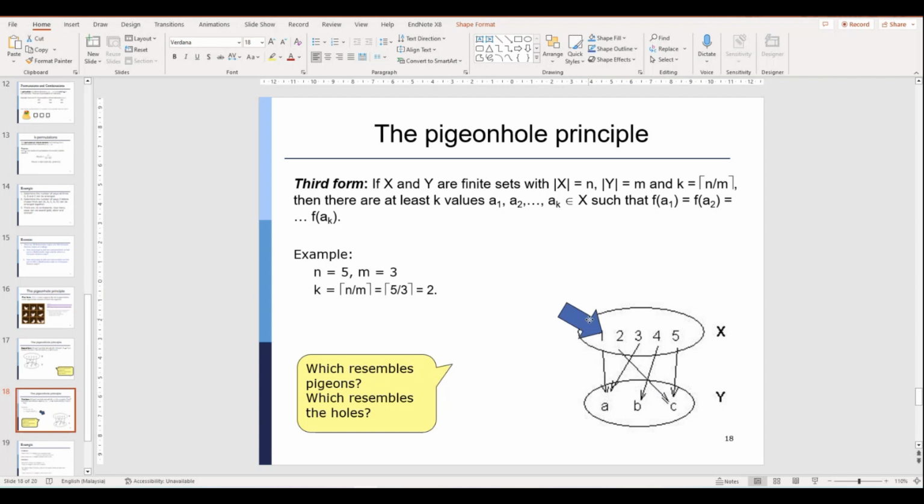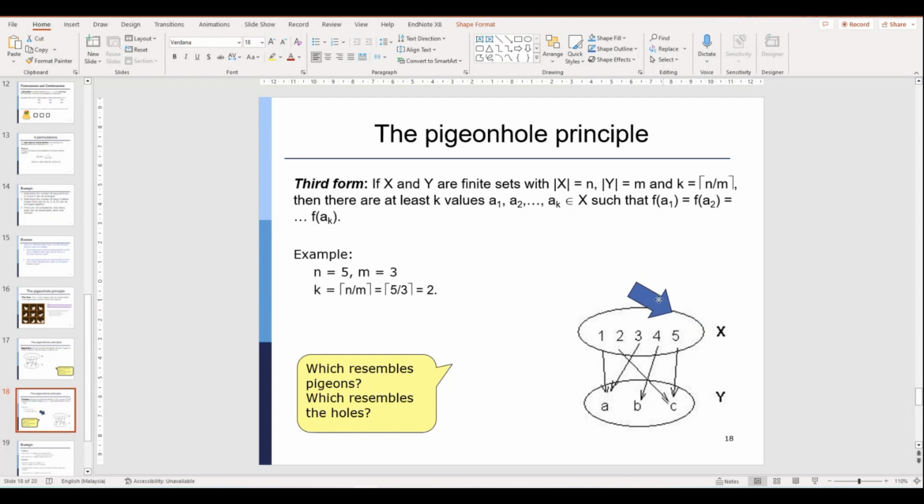In this example, you see here, element 1 and element 3 are sharing A, element 2 and element 5 are sharing C. Element 4 is lucky, it has B for itself, no need to share. So is there a way for us to predict how many will be sharing in the codomain? The answer is very easy.